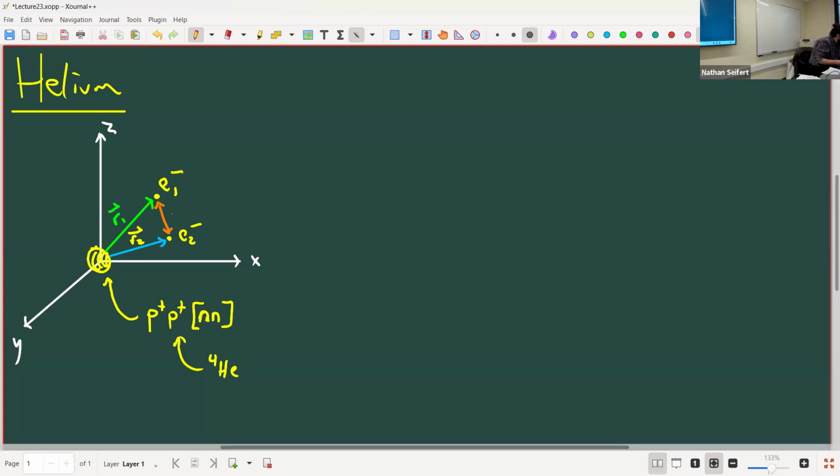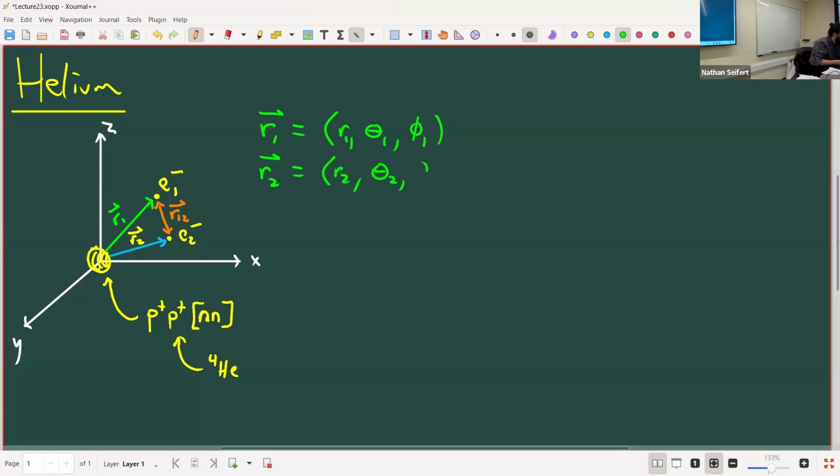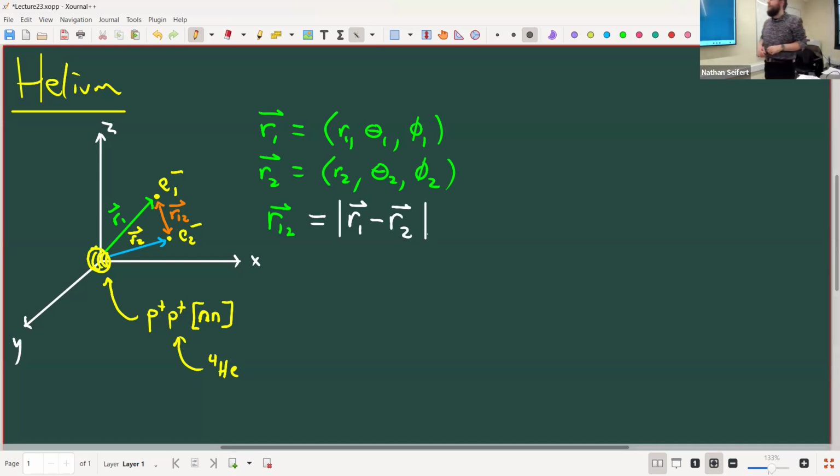between the two electrons, which we'll call R12, right? And basically R1 in spherical coordinates is R1, theta 1, phi 1. And R2 has different components, R2, theta 2, phi 2. And then R12, just by vector construction, is the absolute value of R1 minus R2. That's just what you get from addition of vectors. The relative coordinate is the difference of the two coordinates.